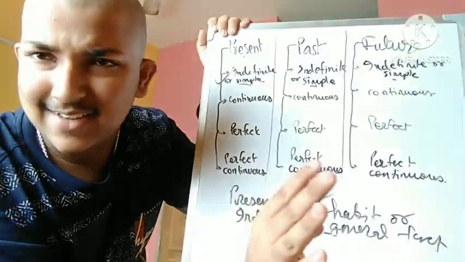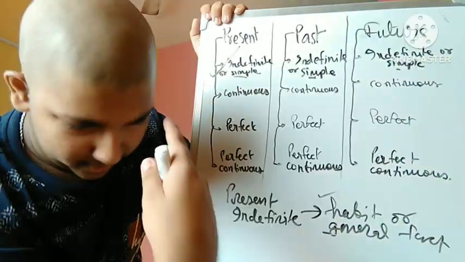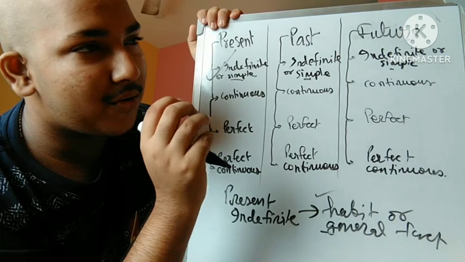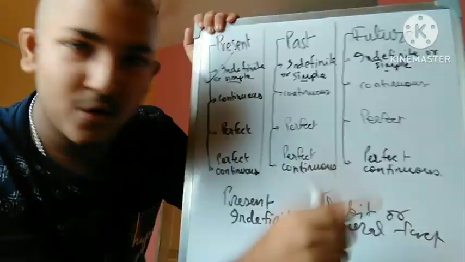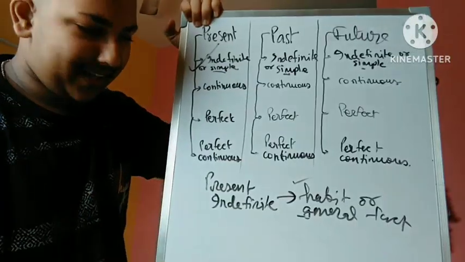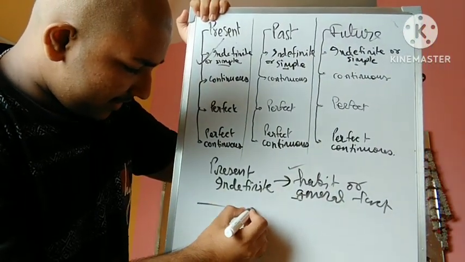Then we have present continuous, which means something is going on at present. I don't know when it started, I don't know when it was, I don't know when it will be ending. But I only know that it is going on. It is something like a ray. How can I describe that to you?